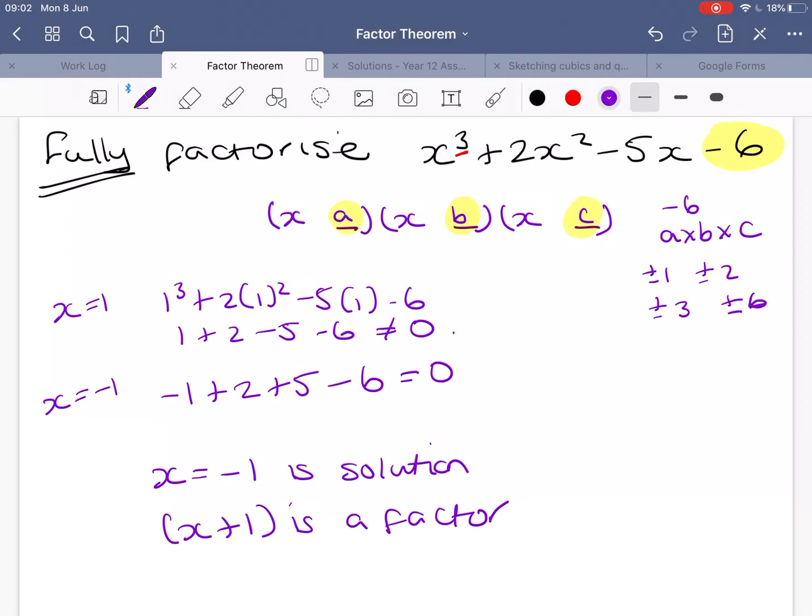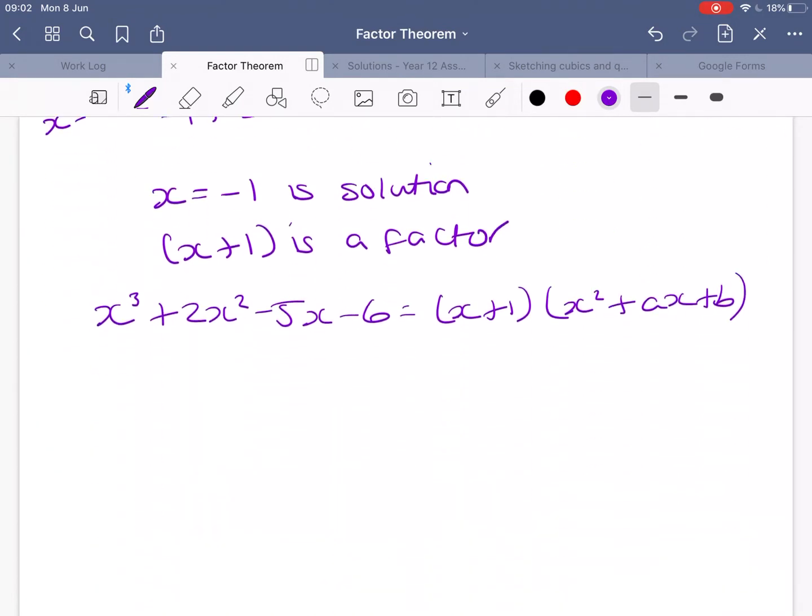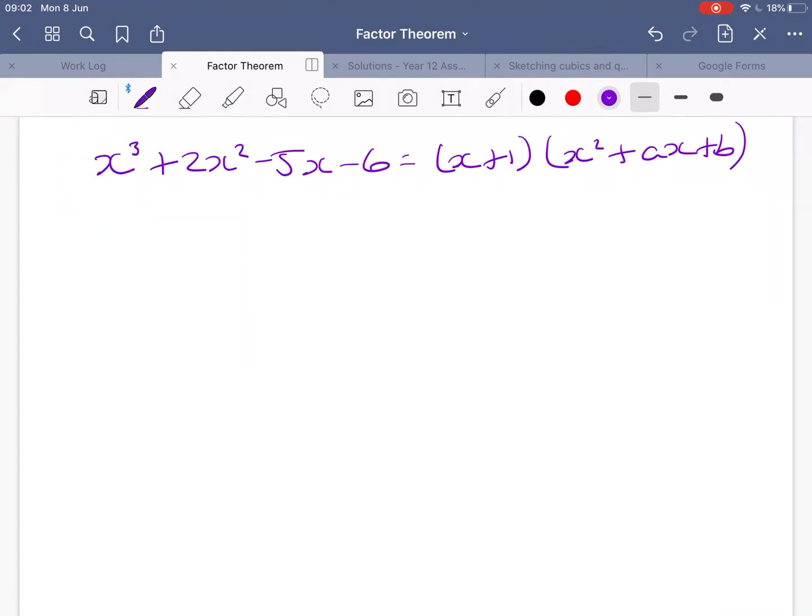And if x plus 1 is a factor, then I know my cubic is going to be, so I'm going to write x cubed plus 2x squared minus 5x minus 6 is going to be x plus 1 times x squared plus ax plus b. I know it has to look like that.